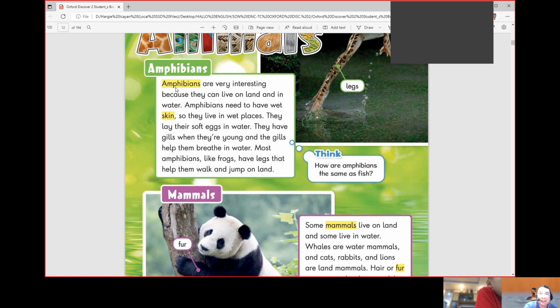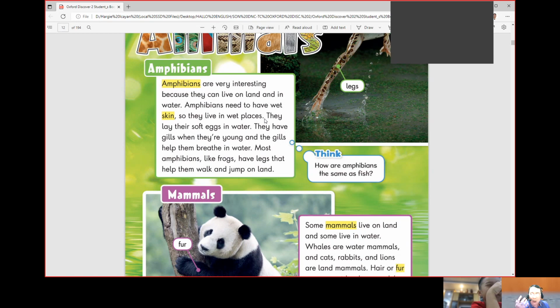Now look at this one. If we have a combination of the P and the H, the sound of that is F. So we have to pronounce that one as F. That's why we say amphibians. We don't have an L. Okay? Amphibians.